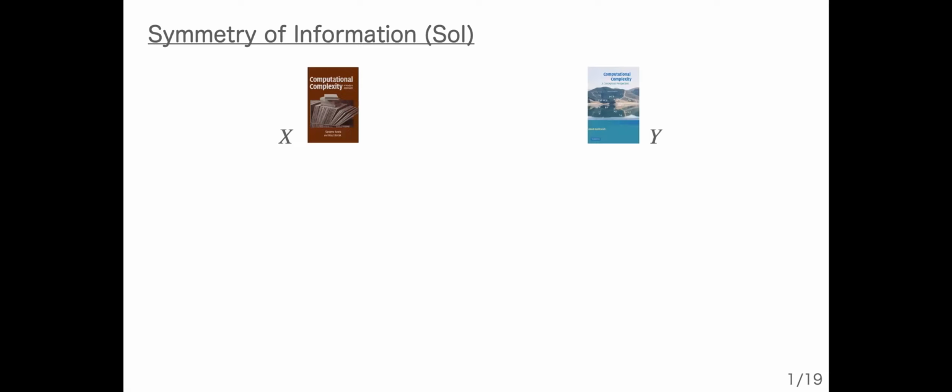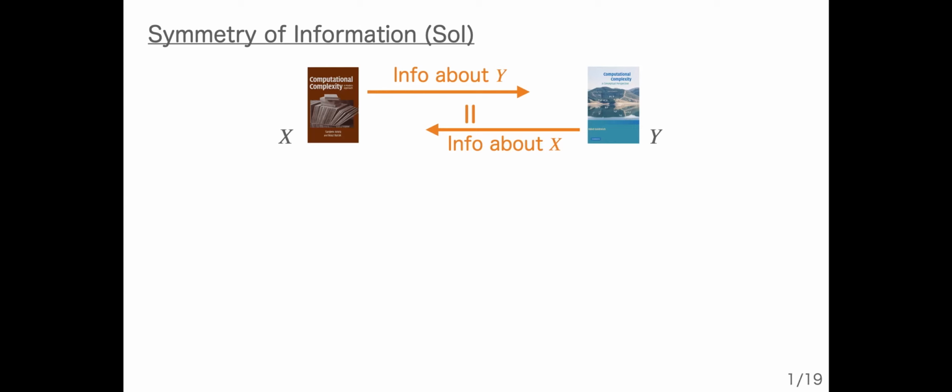The main theme of this work is symmetry of information. Symmetry of information is a very basic property about information, which informally says that suppose that we have two information sources X and Y, then the amount of information about Y that X has is equal to the amount of information about X that Y has. Actually, if we can properly formulate the notion of information, this property seems very natural.